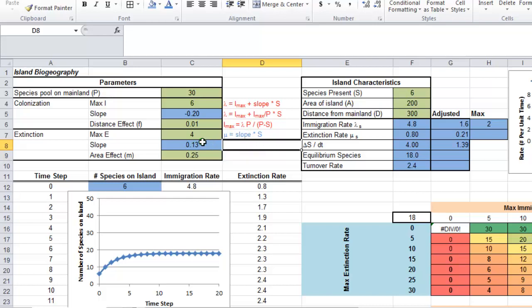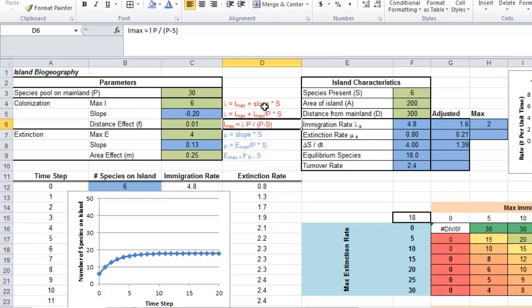Now the slope, we don't want to use this slope. Instead we want to replace the slope with its original calculation, which is equal to the maximum E divided by the species pool. So let's add that in. We've replaced slope now with this original term, E max divided by P. And now we just need to reorganize this and solve for E max. Let's do that. And we end up with E max is equal to P, the species pool, times mu divided by S.